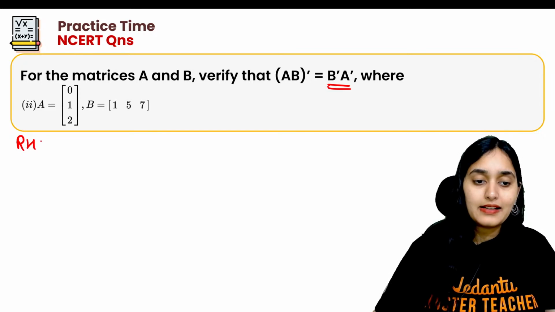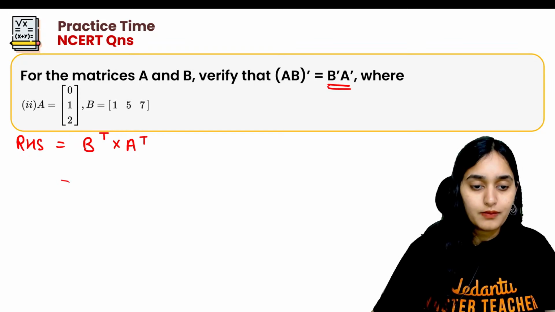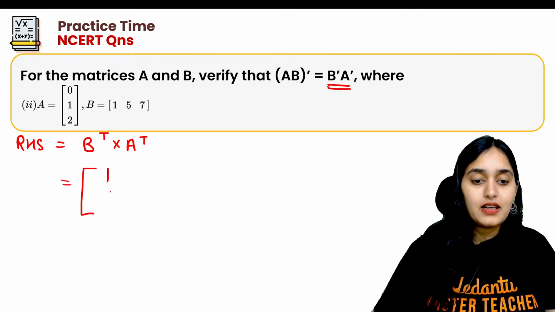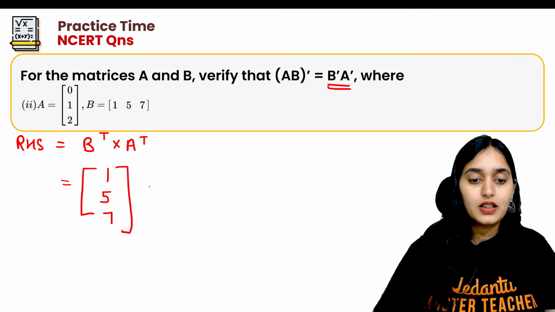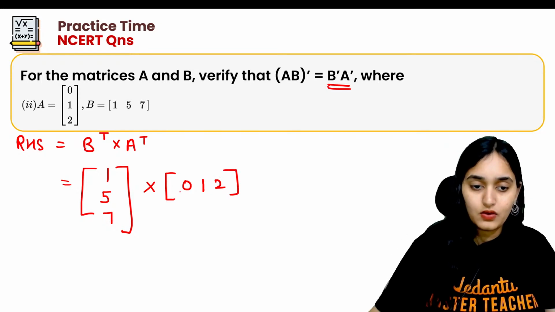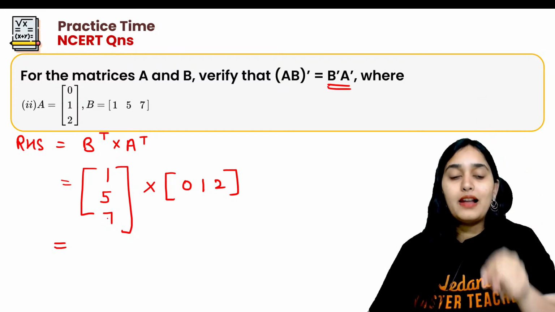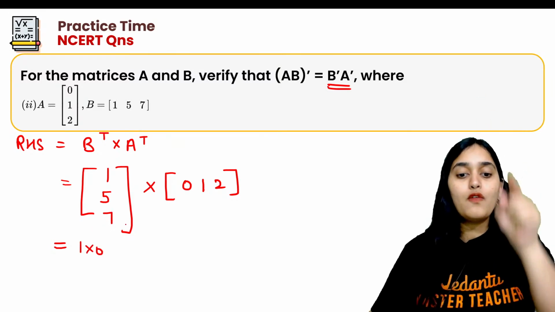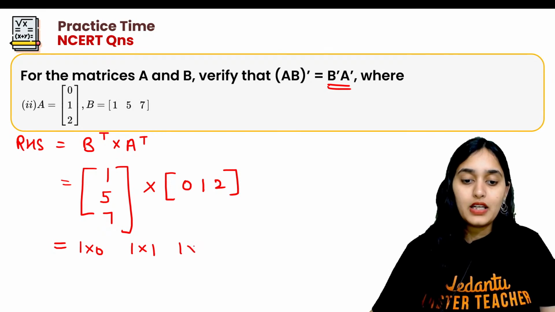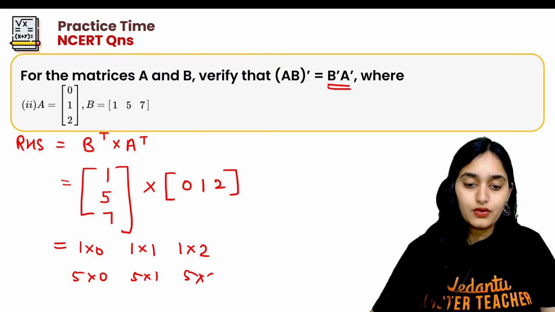Let's find out the right hand side. The right hand side is B transpose into A transpose. B transpose is 1, 5, 7. A transpose is 0, 1, 2. Let's do the multiplication. 1 into row 1, column 1, 1 into 0. Row 1, column 2, 1 into 1, 1 into 2. 5 into 0, 5 into 1, 5 into 2. 7 into 0, 7 into 1, 7 into 2. What do you get?